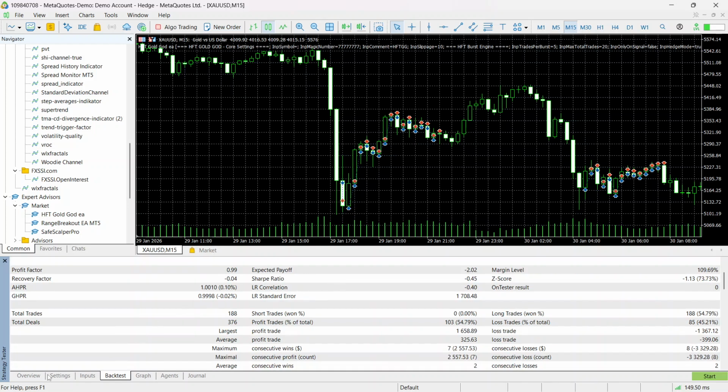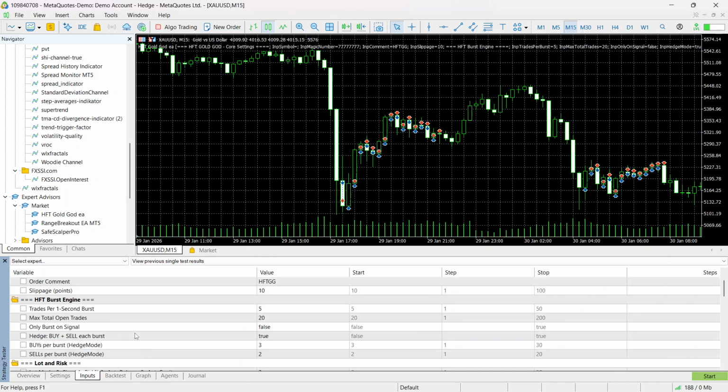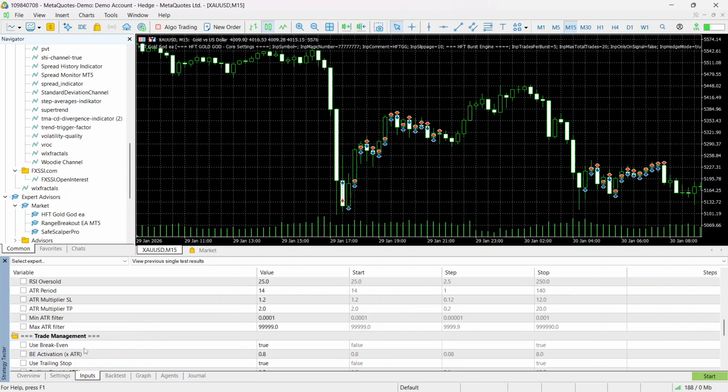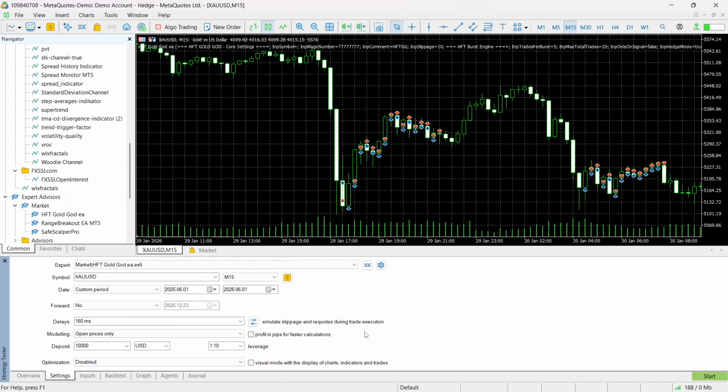Key settings that actually matter from the inputs are the spread and delay handling, lot sizing, trend filters, and profit targets. Make sure you're on a tight spread broker with low latency, as gold scalping eats you alive otherwise. As we can look through my settings, I set delay to 160 ms, which is more realistic based on my ping.